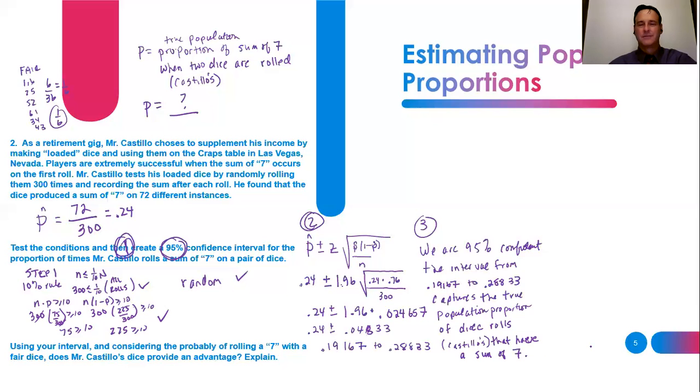Okay. Very good. We are 95% confident the interval from 0.19167 to 0.28833 captures the true population proportion of dice rolls, Castillo's dice rolls, that have a sum of 7. So that's the percentage of time we get a 7. Same type of work. You're used to doing parts 2 and 3, and parts 1 you did last chapter. Now you're just adding this first piece to it.